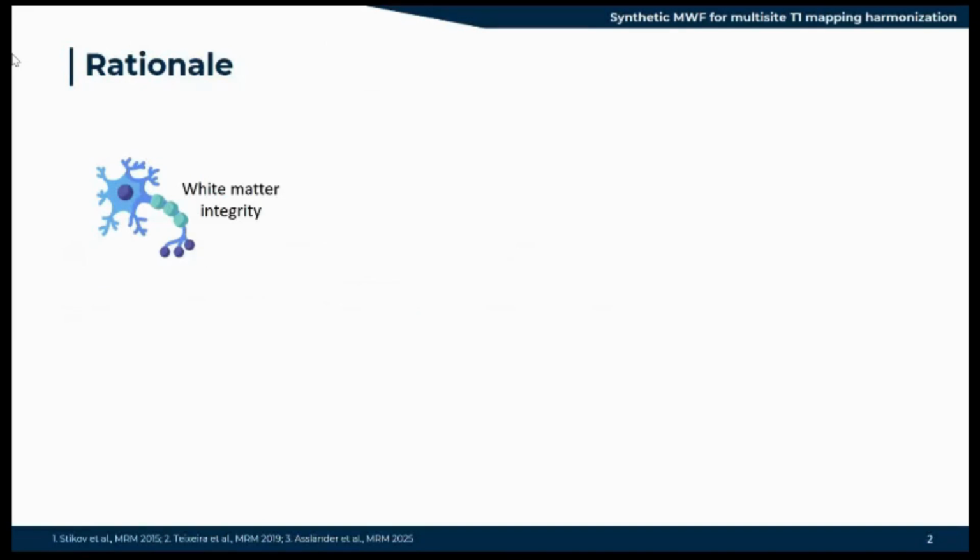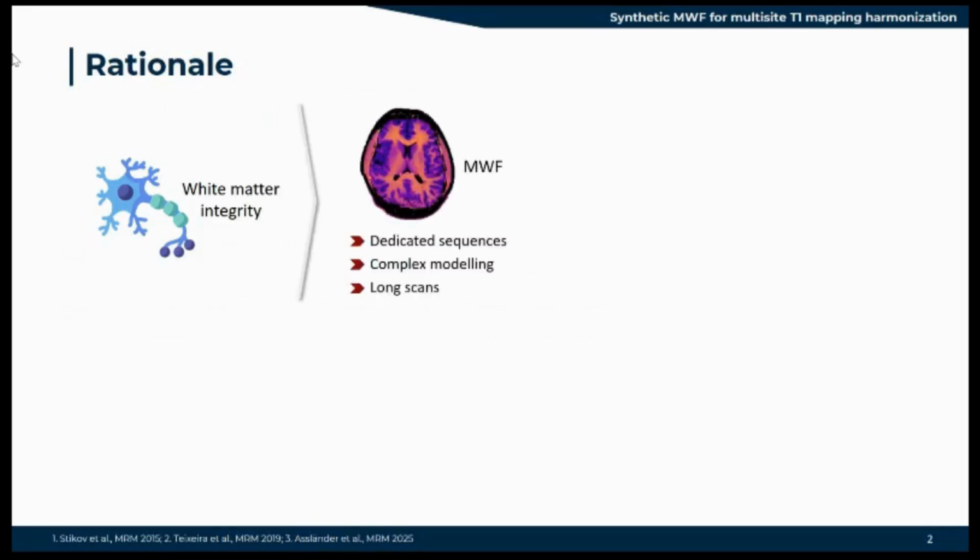So we are currently running multicentric studies on leukodystrophies, and we want to measure white matter integrity in these patients. One way to do so is to measure myelin water fraction, but this requires either dedicated sequences and complex modeling or long scan times. So we decided to go with T1 mapping instead and use it as a proxy for myelin water fraction.